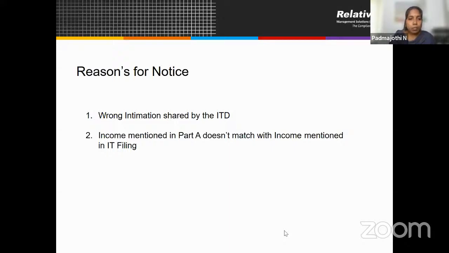Sometimes, for some people, we have seen that a wrong intimation has been shared. So we have to ensure that everything is correct and send a response to the employee that, as per your tax computation, we have filed it and the same value has been reflected in your Form 16, and the same you have also mentioned. If the notice is still there, then please check with your tax officer. Like that, we can reply to that employee.